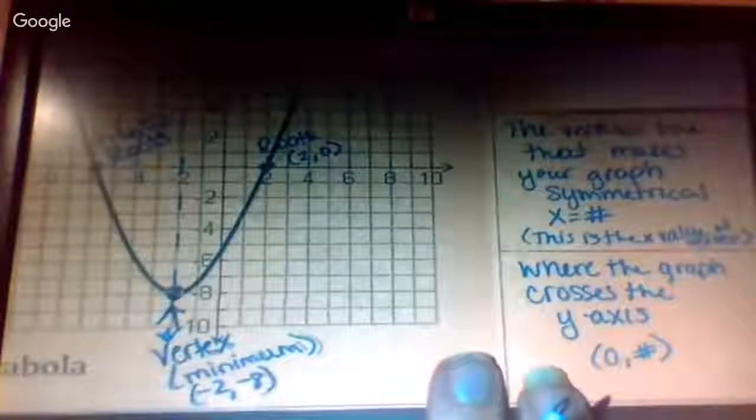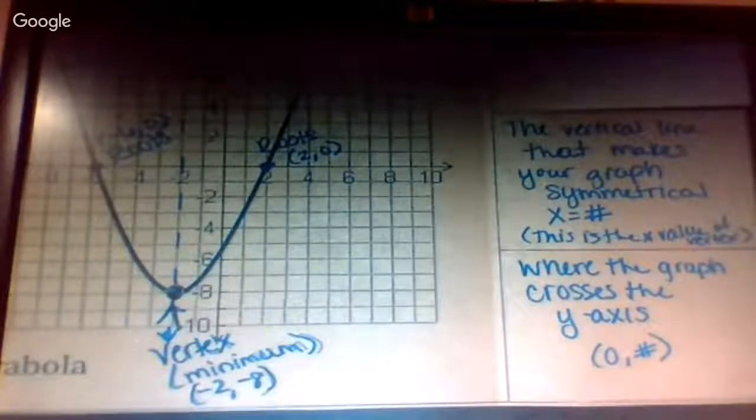Okay. Where is my y-intercept on this graph? -5. It crosses your y-axis here. So here's your y-intercept. Okay. This is (0, -5).